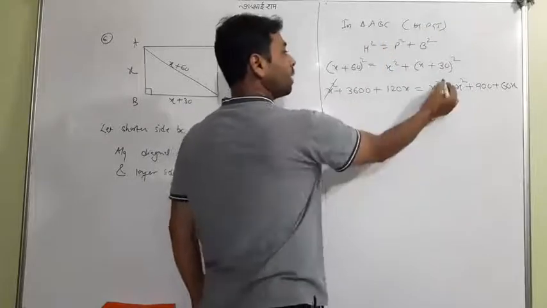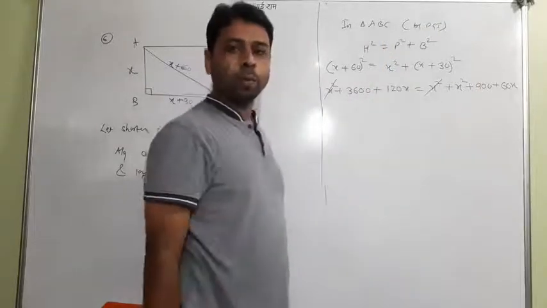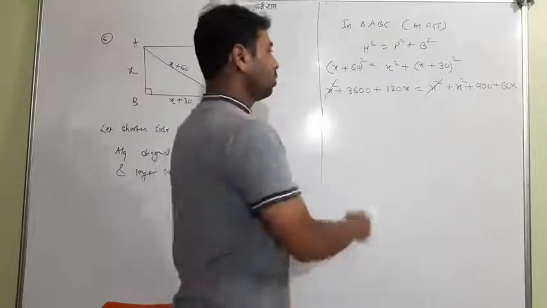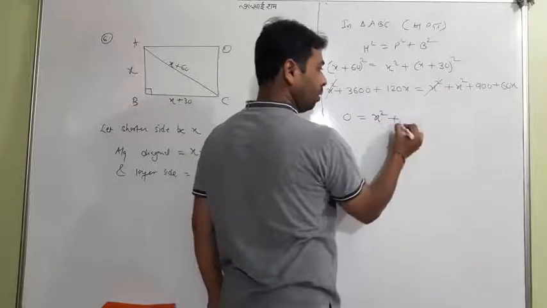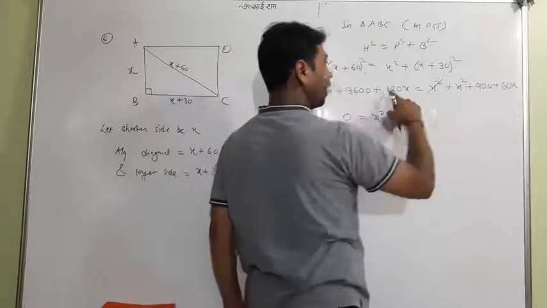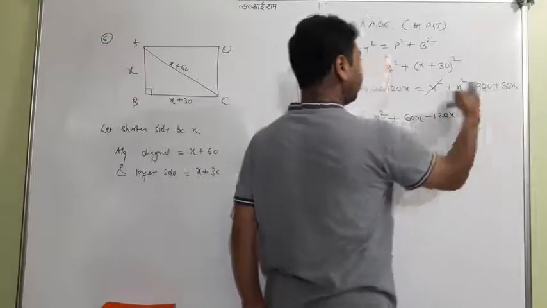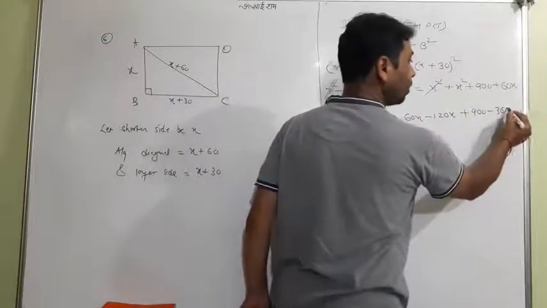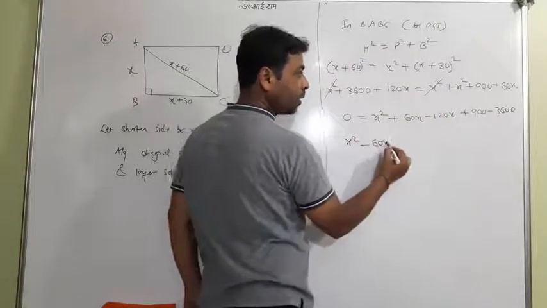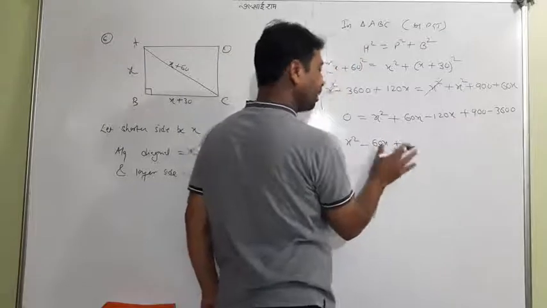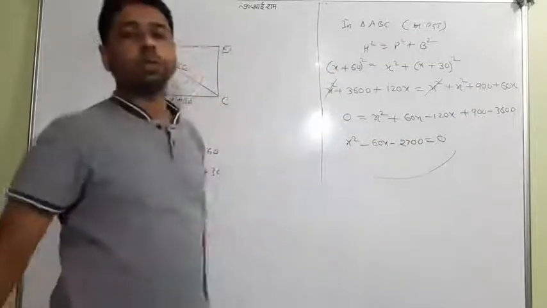So x square and x square are on opposite sides of the equal sign and both have the same sign, so they can cancel. The remaining terms will be arranged. This is 0. This is x square I'm writing. This is 60x, and 120x will be transferred to that side. This is 900 and 3600 will be transferred to that side. So ultimately x squared minus 60x minus 2700 is equal to 0. So this is going to be your so-called quadratic equation.